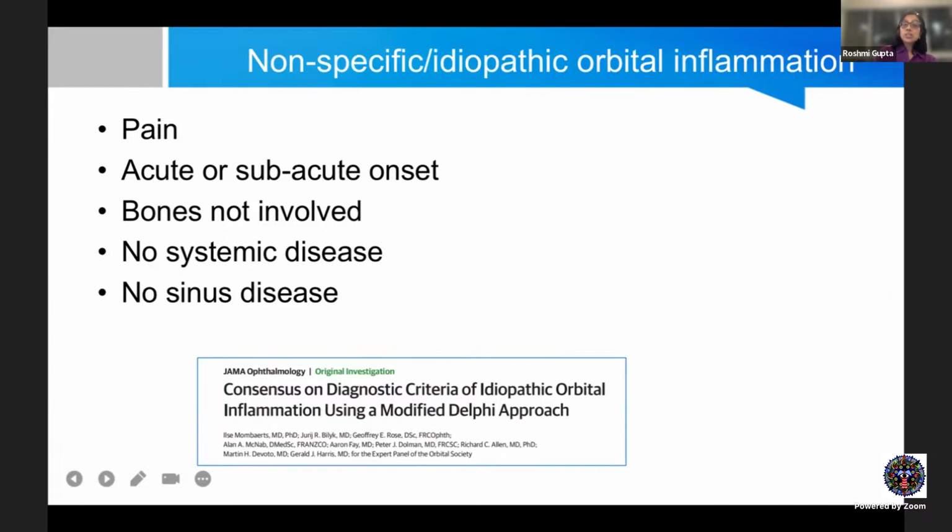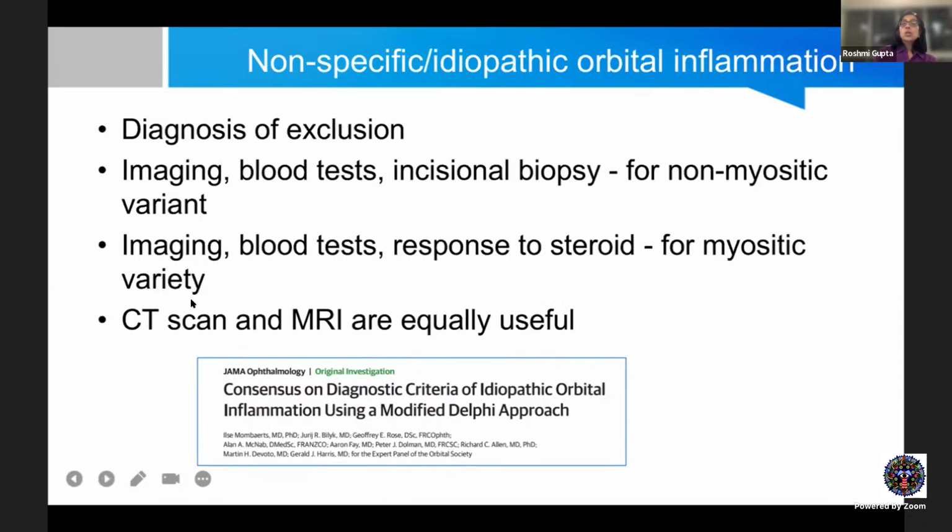If there's no systemic disease, no involvement of the chest, no involvement of the skin, only if there's no other systemic involvement will we think towards idiopathic inflammation. Sinus disease, again, would be common in GPA. Now, idiopathic orbital inflammation is a diagnosis of exclusion.